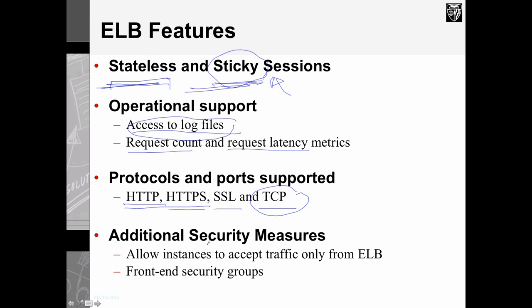Some of the additional security measures ELB provides: you can configure your instances so that they accept traffic only from the elastic load balancer. In other words, the users cannot directly access the instances, and all traffic goes through ELB. This is the best practice measure that we need to set up when we design our applications. In addition, we can configure security groups even for the ELB, just like we did in the previous labs for EC2 instances.